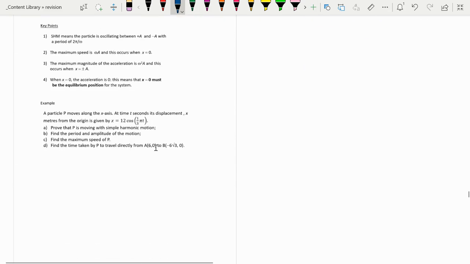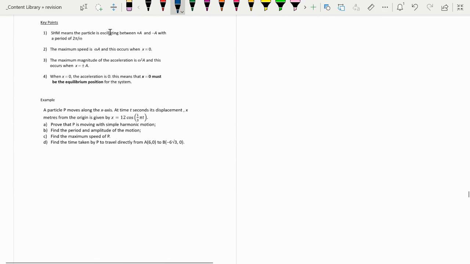So, my key points. One, it oscillates between positive a and minus a with a period of 2 pi over omega. The maximum speed is just omega a, and this is when x is 0, so when it's at its origin. The maximum magnitude of the acceleration is omega squared a, and this is when it's at either end, so at a or minus a. That's when it's got its greatest acceleration, but velocity is also 0 at that point as well.